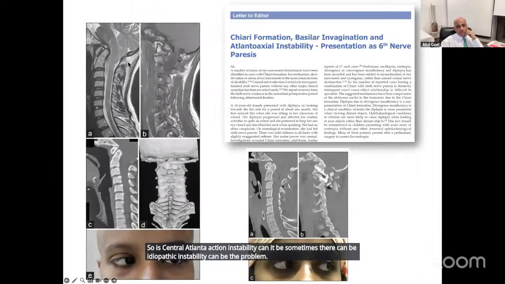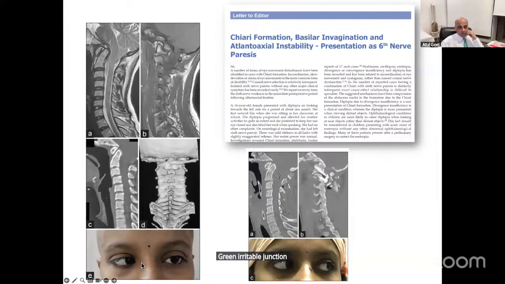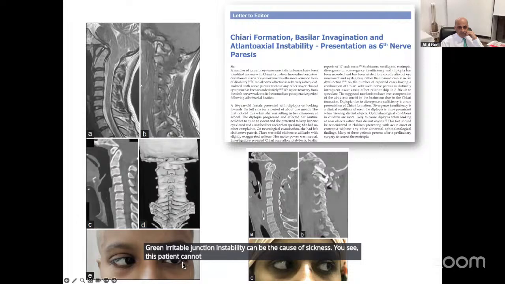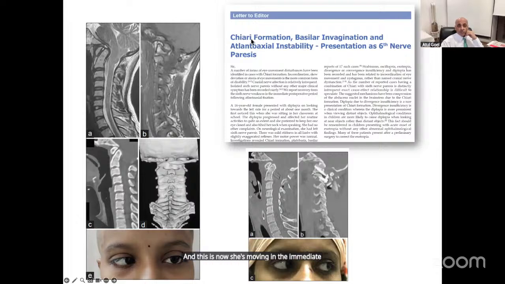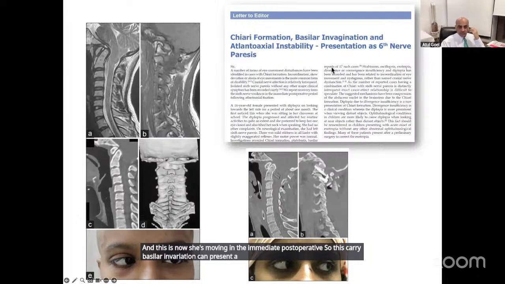Craniovertebral junction instability can be the cause of sixth nerve weakness. You see, this patient cannot move her eyes. Here there is sixth nerve weakness. And now she's moving in the immediate postoperative. So this Chiari basilar invagination can present as sixth nerve palsy and various kinds of eye movement disturbance.